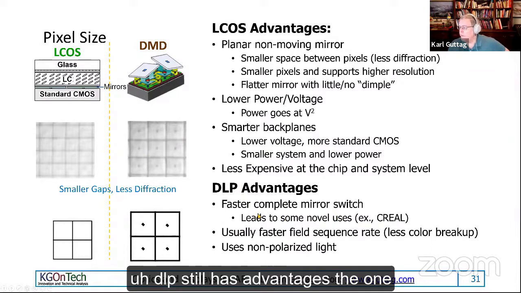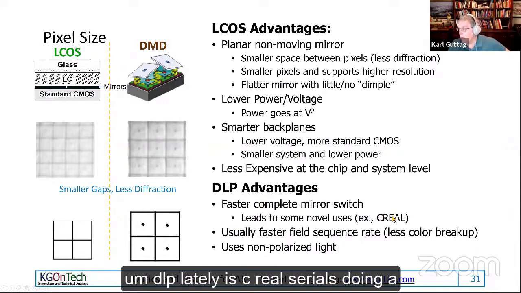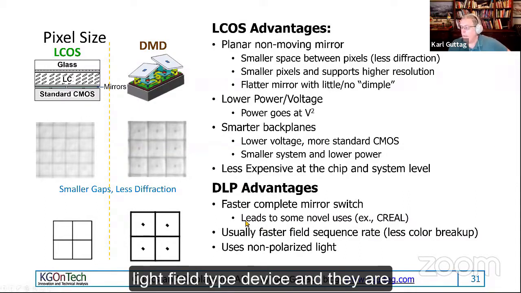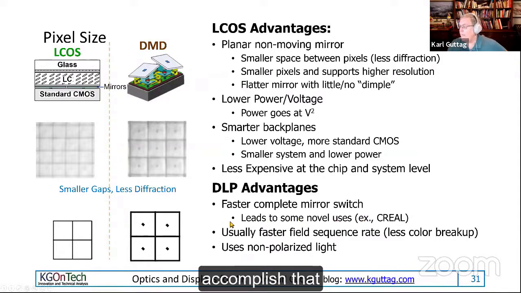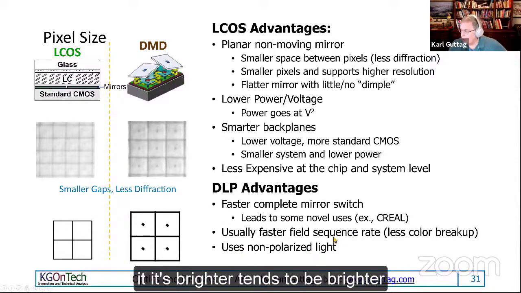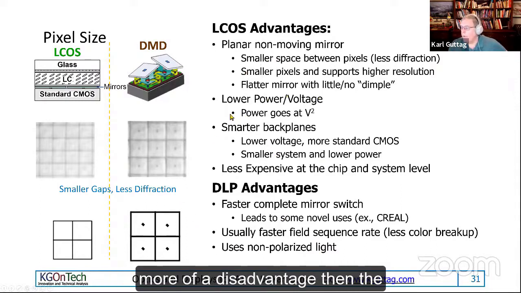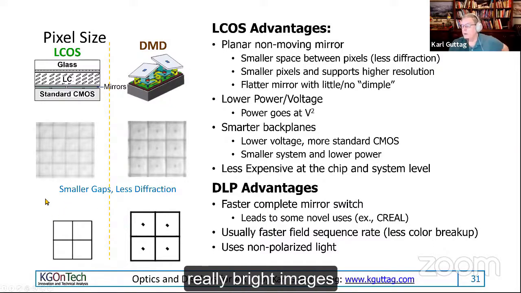DLP still has advantages. The one company I know that's been using DLP lately is CReal. CReal's doing, once again, a light field type device, and they are using the very fast switching mirrors to help with DLP to help them accomplish that. Like I say, it tends to be brighter, but generally the power consumption up front tends to be more of a disadvantage than the advantages they get from, say, not requiring polarized light until you get to really, really bright images.